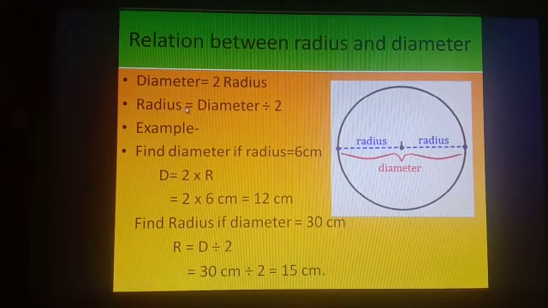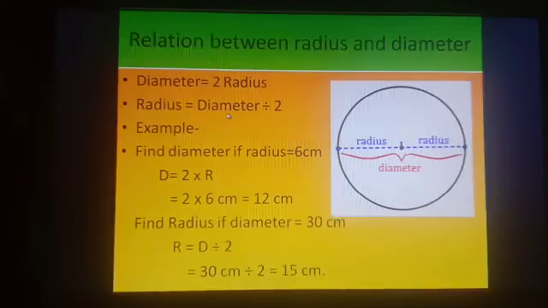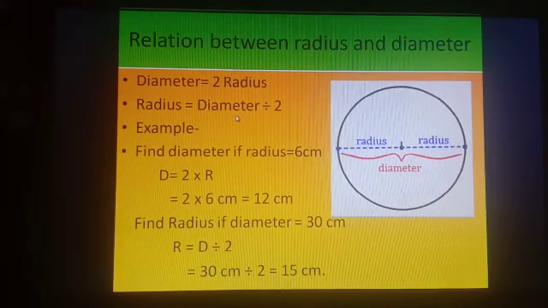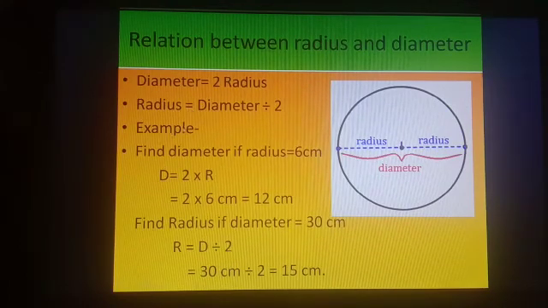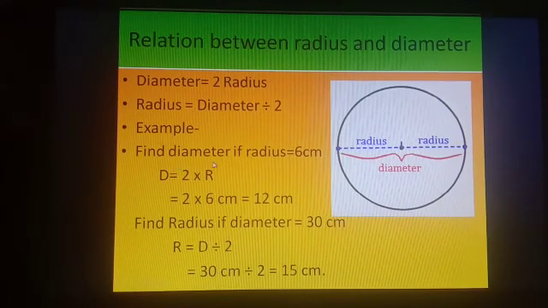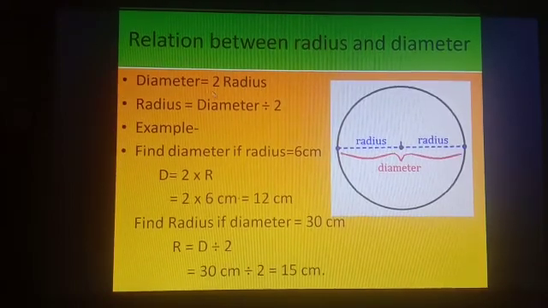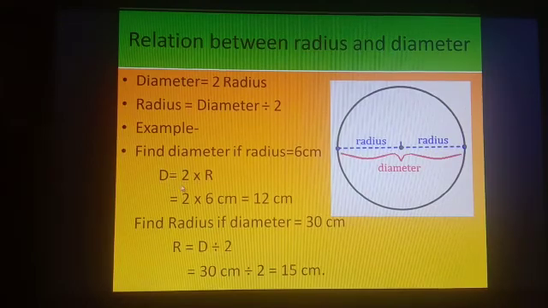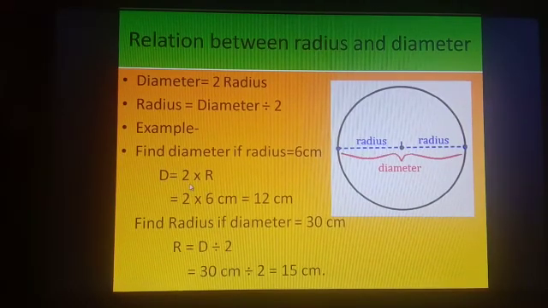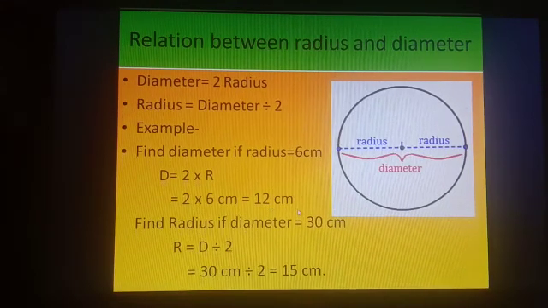If we have to find the radius, we divide the diameter by 2 and we get the radius. For example, find the diameter if the radius is 6. Suppose the radius is 6 centimeter. Then you have to find the diameter. How will we find the diameter? We multiply the radius by 2: 2 multiplied by 6 centimeter gives the diameter, 12 centimeter.